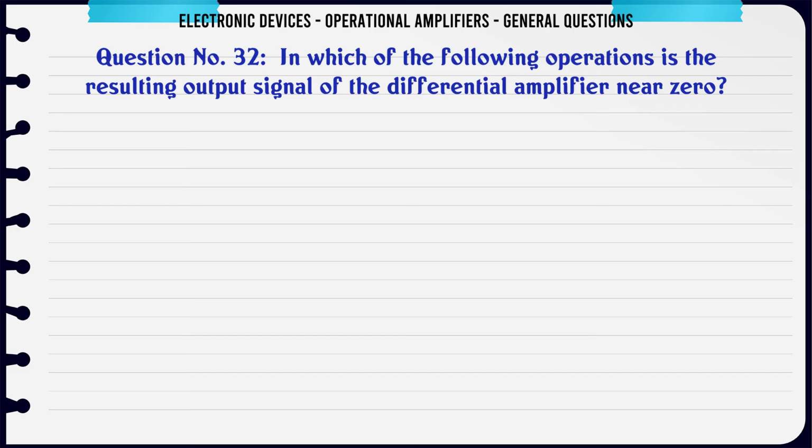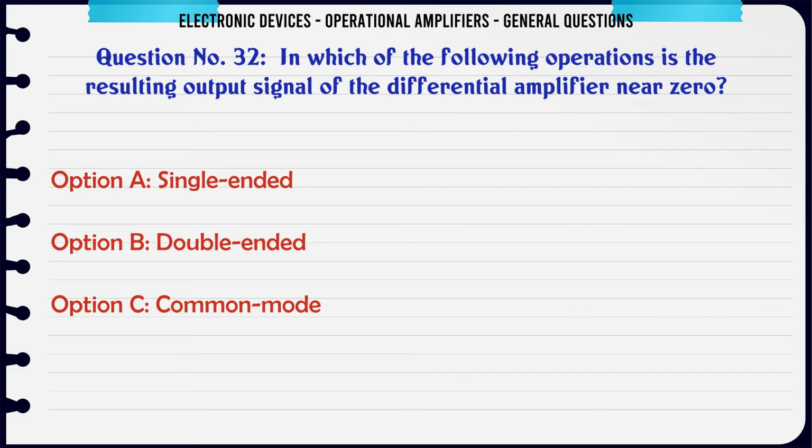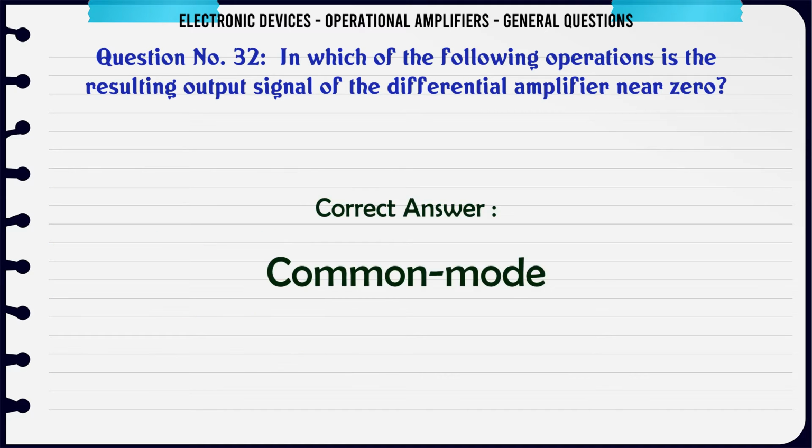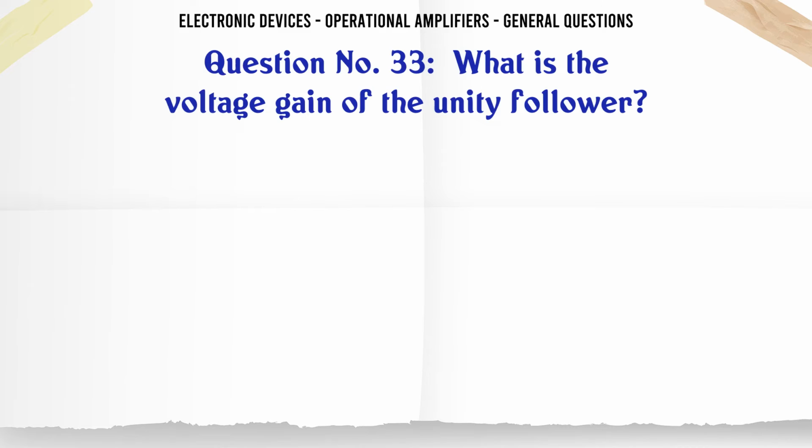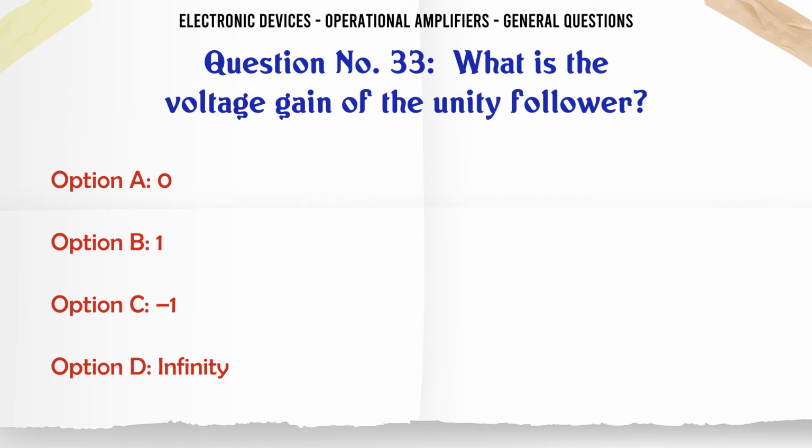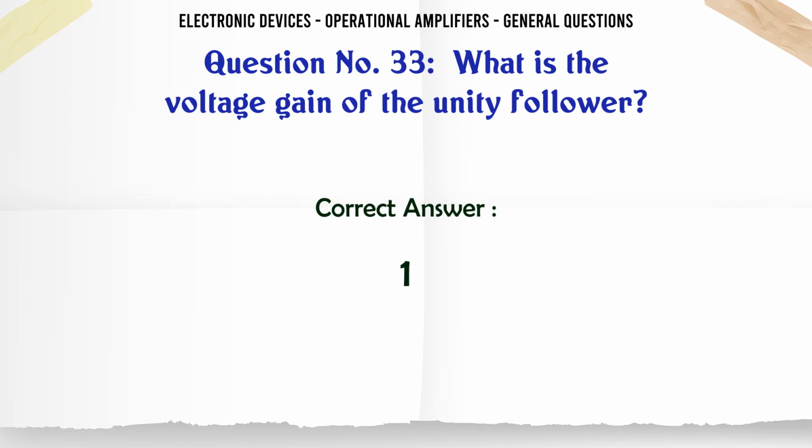In which of the following operations is the resulting output signal of the differential amplifier near zero? A. Single-ended. B. Double-ended. C. Common mode. D. None of the above. The correct answer is common mode. What is the voltage gain of the unity follower? A. 0. B. 1. C. -1. D. Infinity. The correct answer is 1.